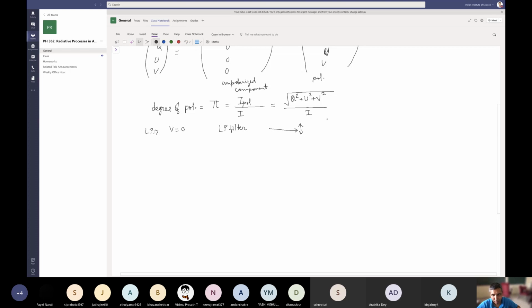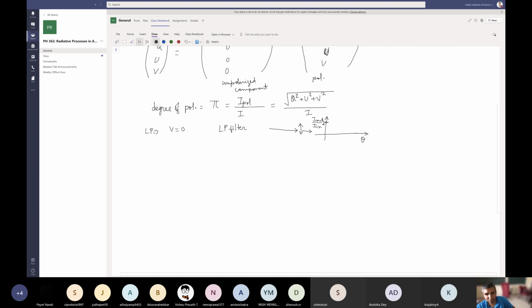So what you will see is, if you plot I out by I in, the intensity which comes out divided by the intensity which is put in, as a function of the angle of the polarizer. This angle theta is the angle at which this polarizer is oriented. When the polarizer is along the direction of the linear polarization, this would be 1.